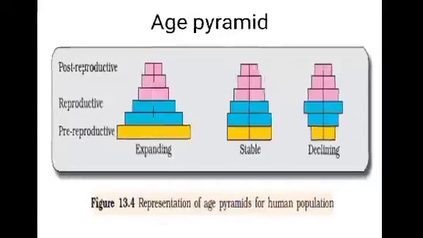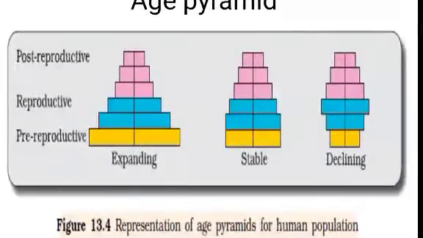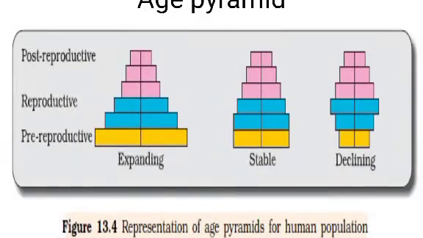If you see this age pyramid here, three pyramids are given. One is expanding, another is stable, and another is declining, isn't it? So by seeing the pyramid, it tells us what is the status of the population, whether it is a growing population, a stable population, or a declining population. If it is a growing population, the birth rate will be more than the death rate, isn't it?